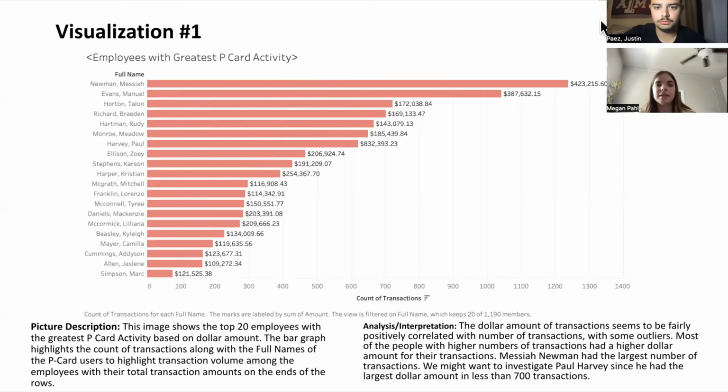A risk that could be done through this is that if the employees are spending too much, you might have some really high transactions. So for example, for Paul Harvey, he is spending 832,000, but only has a little bit over 600 transactions. So that could be a risk that you do have a lot of transactions that are high value, or people are spending a lot and just putting it on lower amounts and lower transactions, but a higher number of them.